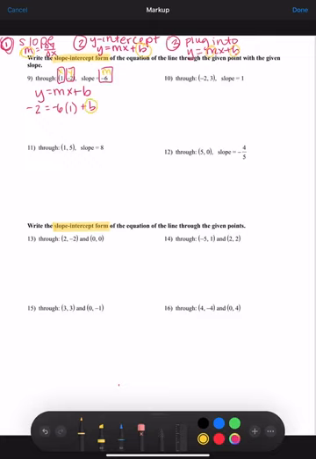So the goal is to get it by itself. So I just multiply here first. -6 times 1 is -6 plus b equals -2. And then to move the 6, I just add it to both sides. And I get 4 equals b. So I was given m up here, and now I solved for b, so that is enough information to write my equation. So I have y equals m, which is -6, x plus b, and that's it for number 9.